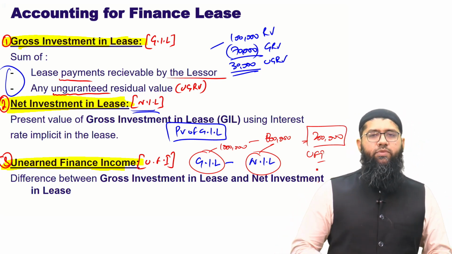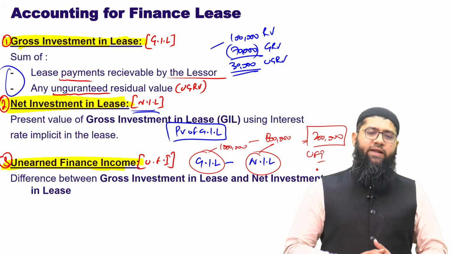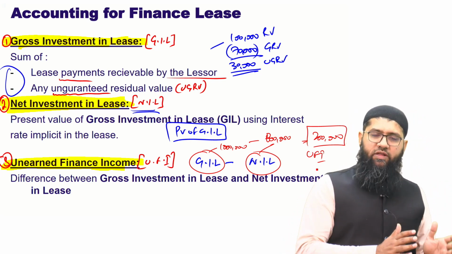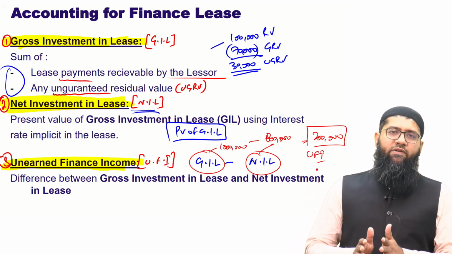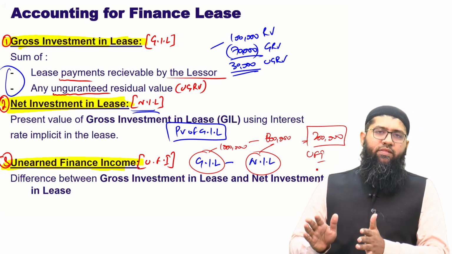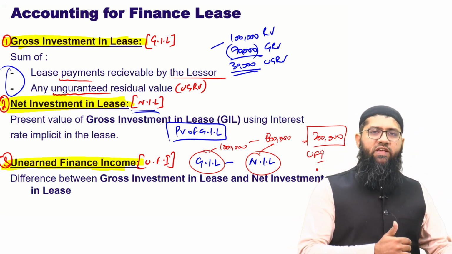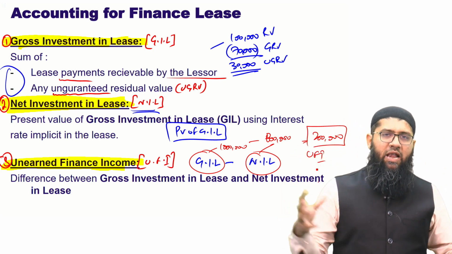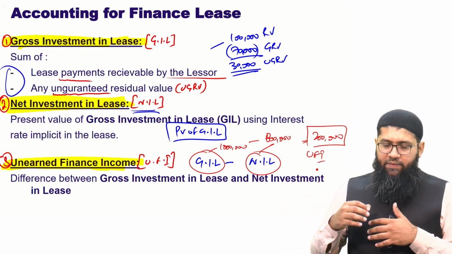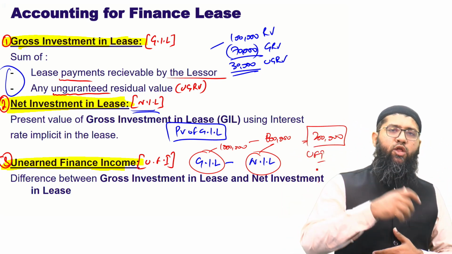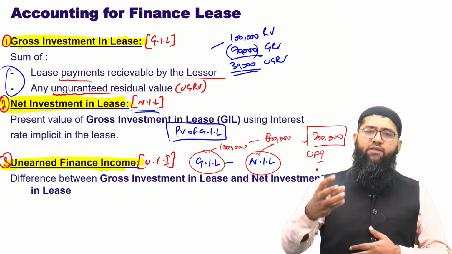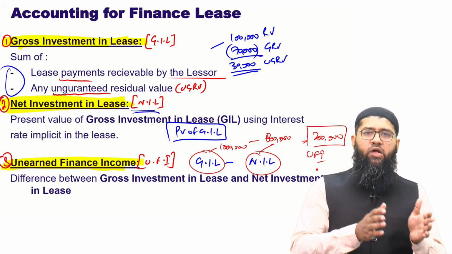Now, what do we need to do with these? Just wait a bit. First of all, try to understand the terminologies: what is gross investment in lease, what is net investment in lease, what is unearned finance income. I have told you gross investment in the lease is the total payments. The net investment in the lease is the present value of those total payments. Unearned finance income is the difference between gross and net investment.